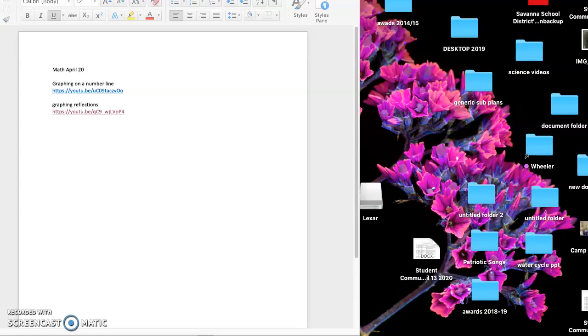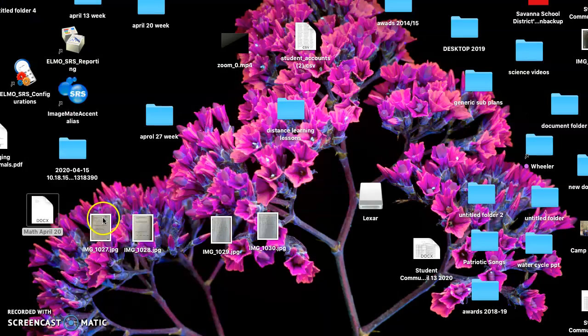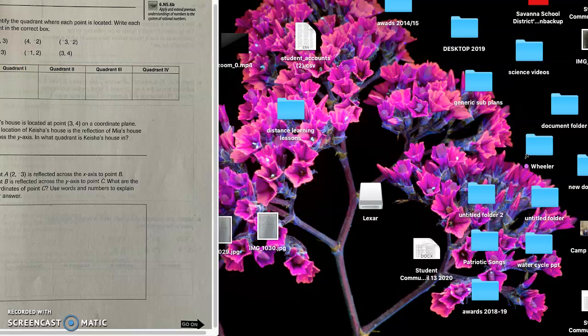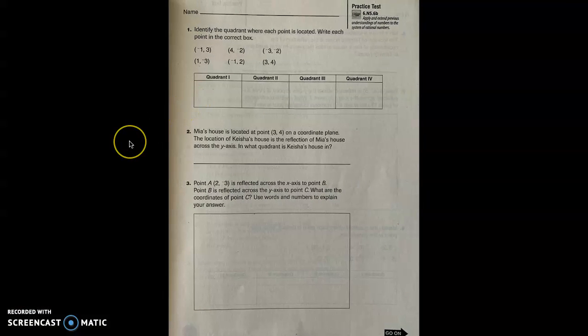Let's take a look at our workbook pages. Today we are taking a look at pages 25 and 26 in our workbook, the red Smarter Balance Practice workbook. If you don't have a workbook, you're going to have to draw these coordinate planes in your spiral notebook.